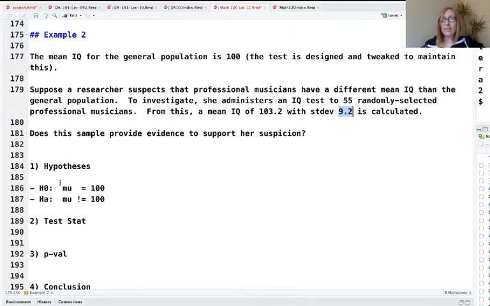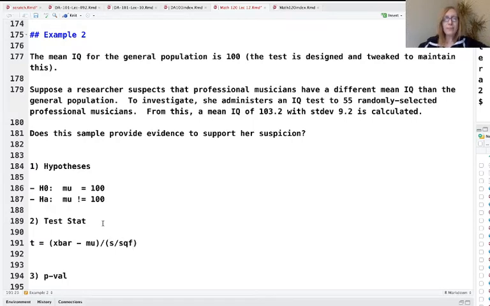We've already got the hypotheses ready, so let's finish the rest of the test. Our test statistic on this one is going to be just like last time. Maybe to express it, to make it as clear as possible: if we're talking about means, the test statistic is x bar minus mu divided by s over the square root of n. That's observed minus expected divided by the standard deviation for the sampling distribution.